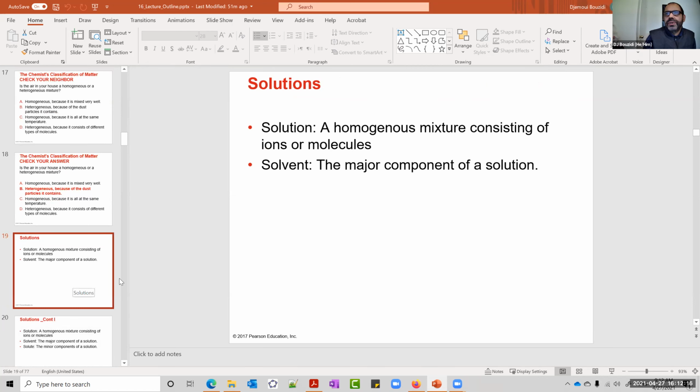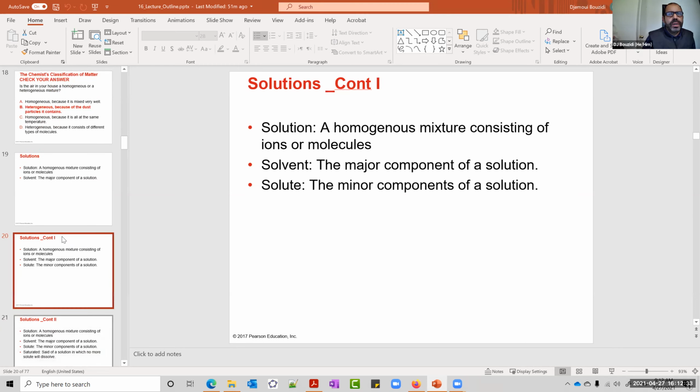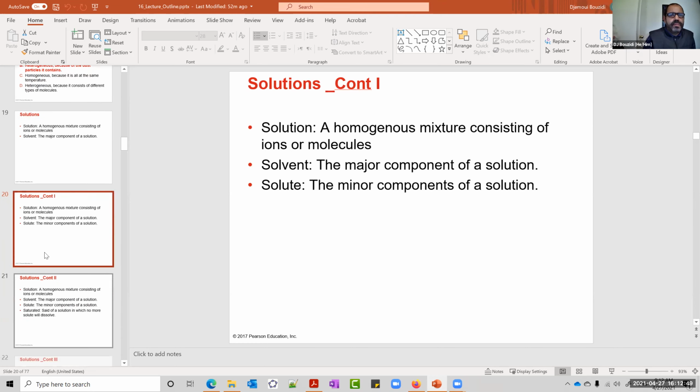A solution is a homogeneous mixture consisting of ions or molecules. There are two kinds of things in a solution: a solvent and a solute. The solvent is the main component of a solution, and the solute is the minor component. Case in point, which one is the solvent and which is the solute? In the case of sugar and coffee, it's obvious: the coffee, which is mainly water, is the solvent in this case.